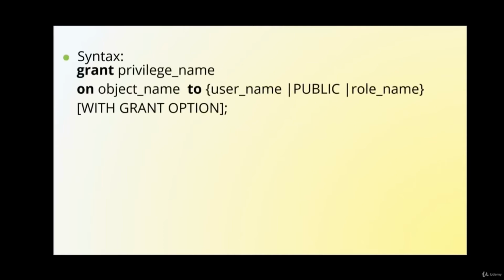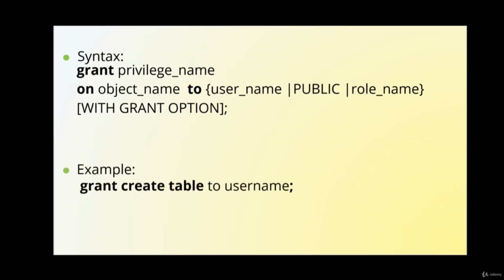This is the syntax for granting the privilege, where you will have to specify the privilege name, object name, and to whom you want to grant that privilege to. If you want to grant it only to a specific person, you will have to add his username or role name. But if you want to make it public, you can do it as well. For example, if you want to allow a user to create a table into a database, then the command will be grant create table to username. This will allow that person to create any table into the database.